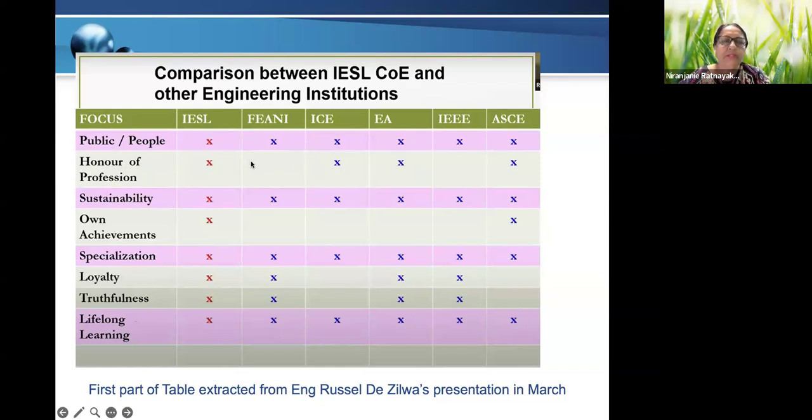But I didn't take it up because it's so clearly given there. I don't want to repeat, but I took this slide because it summarizes everything that is there, right? So the IESL Code of Ethics, these are the 8 clauses that we have. He has tried to see how the other, this is the European one.